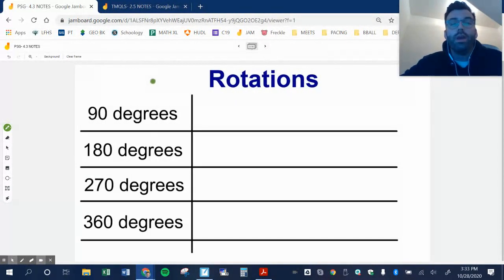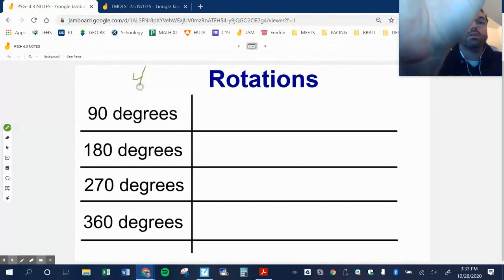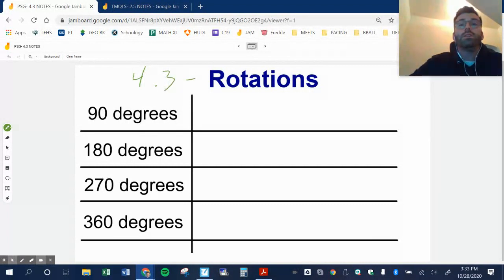So we have rotation. If I'm you, I am actually writing all this down. All right, this is 4.3. Okay, rotations. That's what I would title my notes, and I would include all of this.